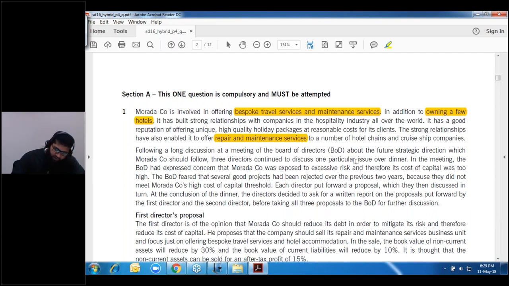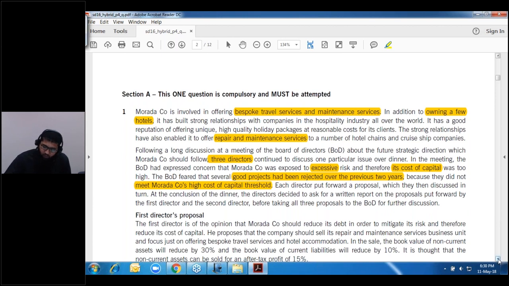Following a long discussion at a meeting of the board about the future strategic direction which Morada should follow, three directors continued to discuss one particular issue over dinner. In the meeting, the BOD had expressed concern that Morada was exposed to excessive risk and therefore its cost of capital was too high. The BOD feared that several good projects had been rejected over the previous 2 years because they did not meet Morada's high cost of capital threshold. Remember one thing: the higher the discount rate, the lower the NPV is going to be. And obviously, if the NPV is low, you are going to reject the project. So the current high cost of capital has resulted in Morada rejecting a lot of projects.